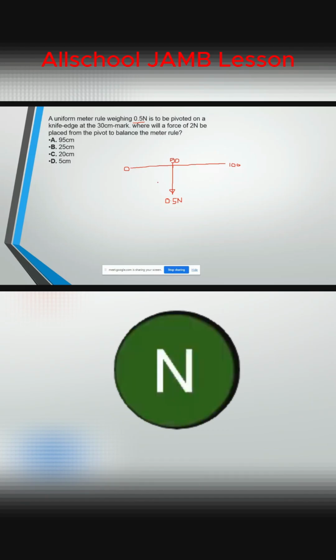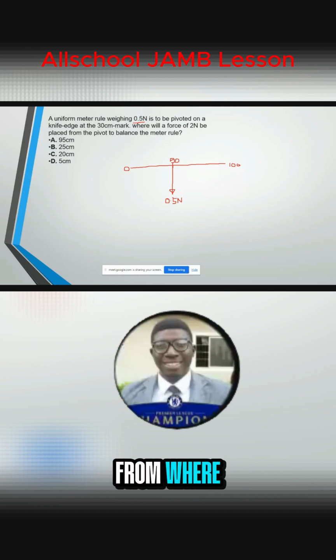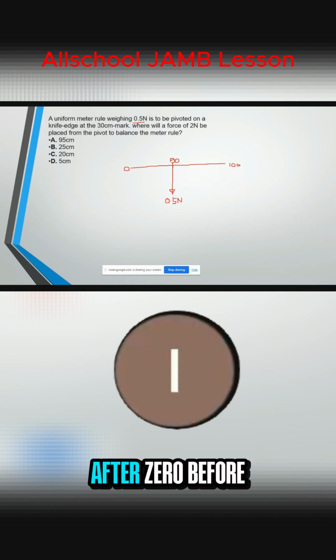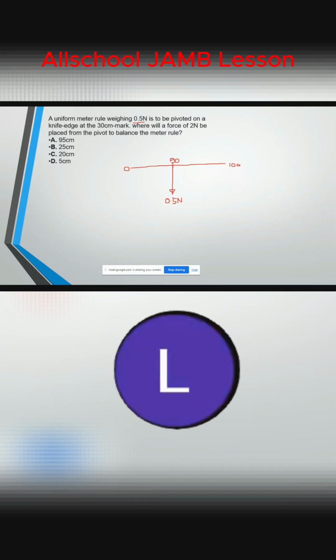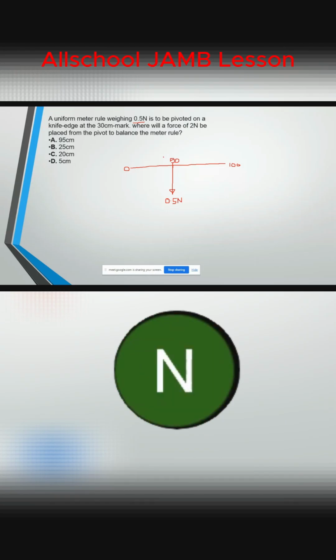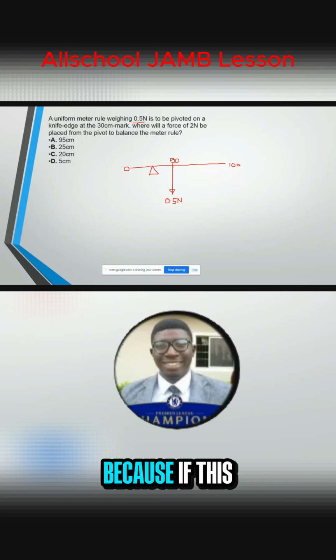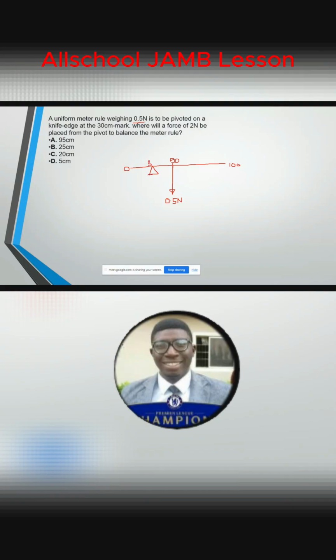After 0. After the arrow. After from where? Like 0 before 50. 30 is before the arrow. Before 50. So which means here I will draw my pivot. Because if this is 0, here is 50, 60, 70, 80, 90, 100. So draw this and call it 30.